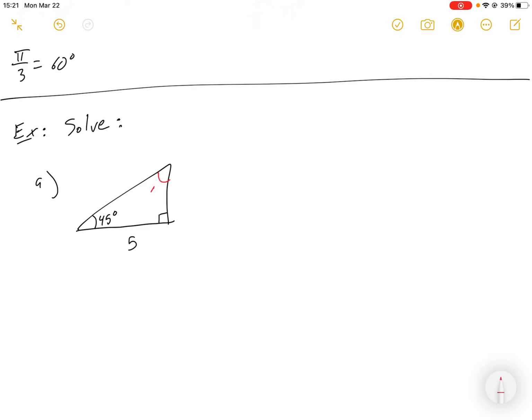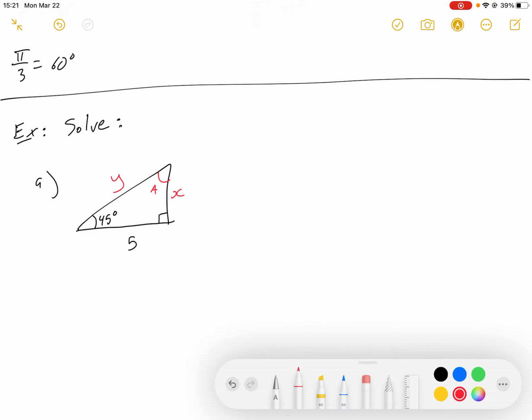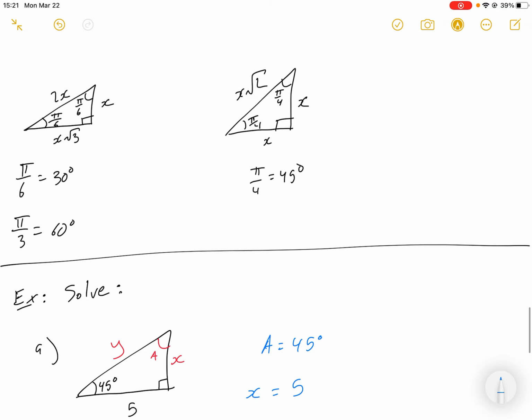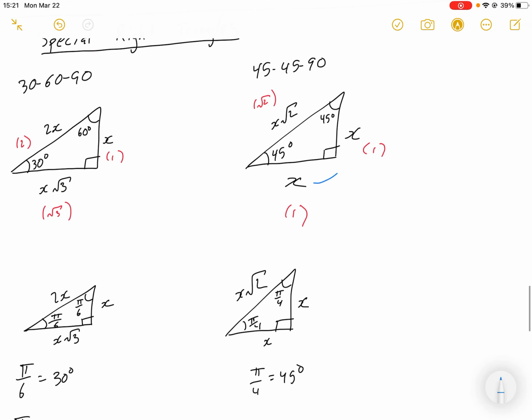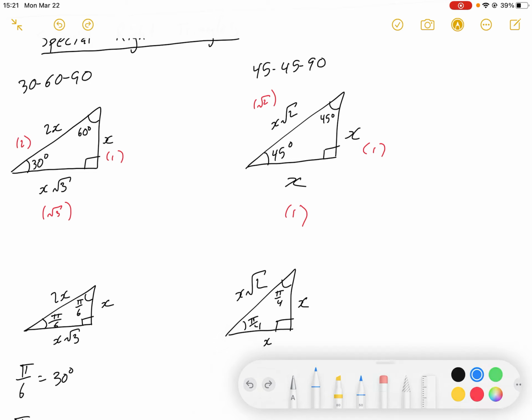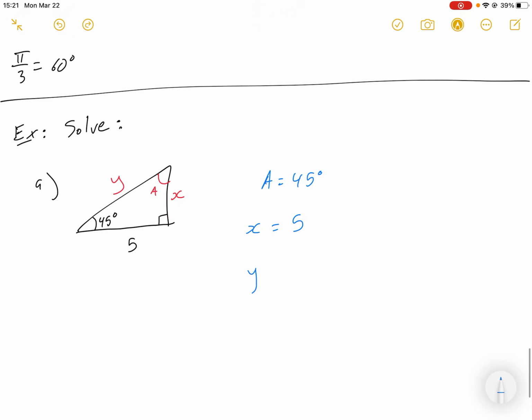So you can fill in the missing information. I'm just going to go ahead and label these X and Y again, and I'll call the angle A. You know that A has to be 45 degrees because this is a 45, 45, 90 triangle. You know that X has to equal 5 because if you look at our triangles up here, notice how these are always equal. X is always equal to X, or when it was 1, it was equal to 1. And then for Y, it's just 5 times whatever the square root of 2 is.